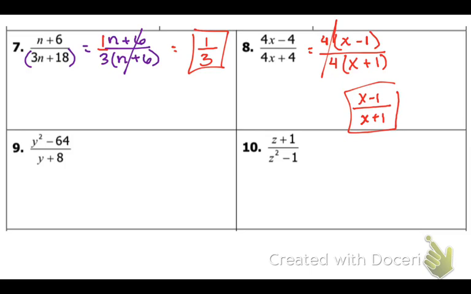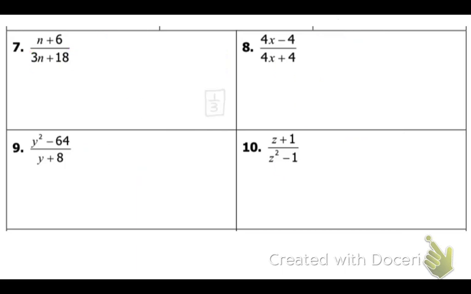And then for number 9, I'm going to give you a quick hint. You can use your perfect squares here. The y squared is a perfect square. This is a minus, and that's a 64. So you would be able to factor this one. So factor it. You can't factor the y plus 8 here. And then you're going to be able to cancel something out here. Okay? Go ahead and finish those. I'm going to go to the next ones.